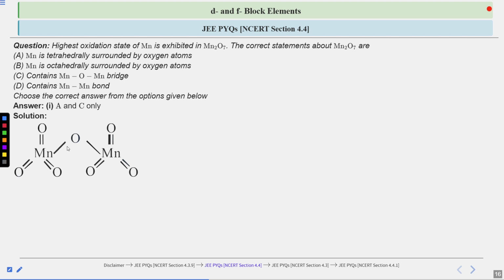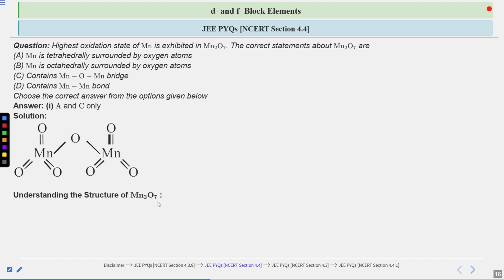Two manganese atoms are joined to each other, and each manganese is attached with three double-bonded oxygen atoms, in a tetrahedral manner. So Mn double bond O, double bond O, double bond O, and Mn double bond O, double bond O, and double bond O. And these two manganese are joining together by one bridging oxygen.